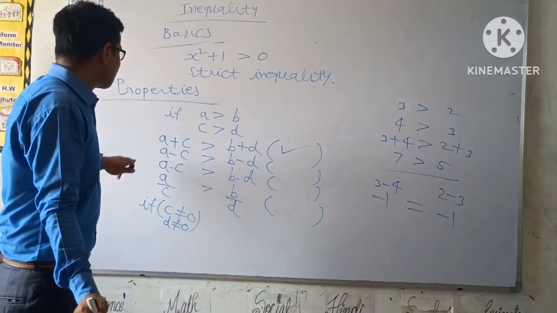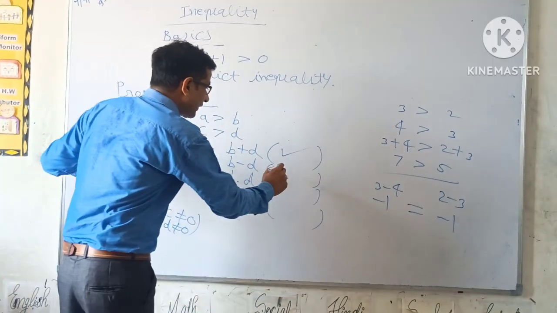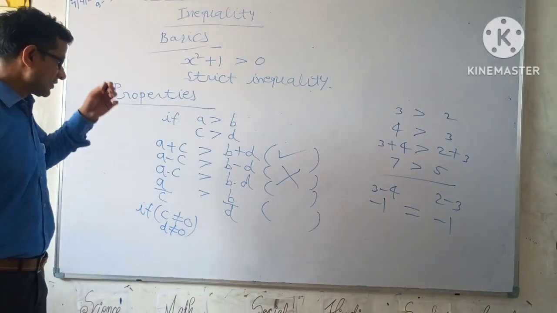So we cannot subtract two inequalities of same nature. Means this property does not hold. We cannot subtract two inequalities of same nature.